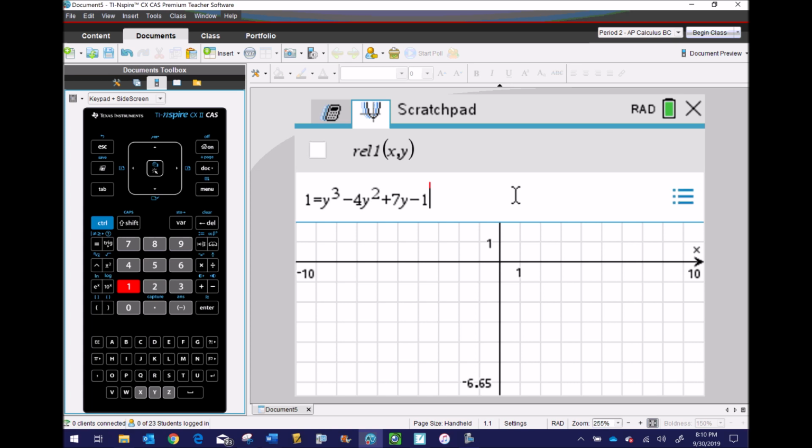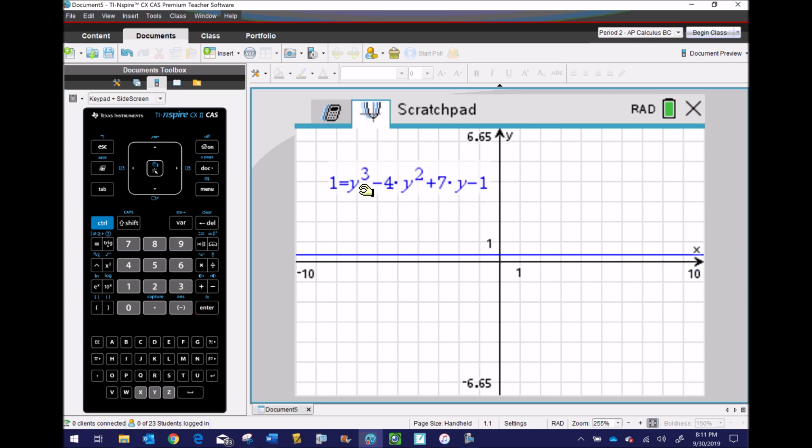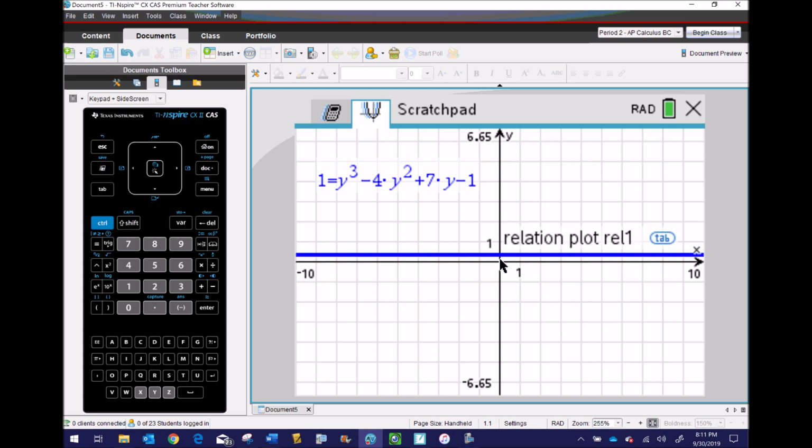Now, if I were to graph this, something interesting is about to happen. I get a horizontal line. I wonder what the y value of that horizontal line is going to be. Well, if we return to the solution that we found, it says the y in this equation is always going to be about 0.349.